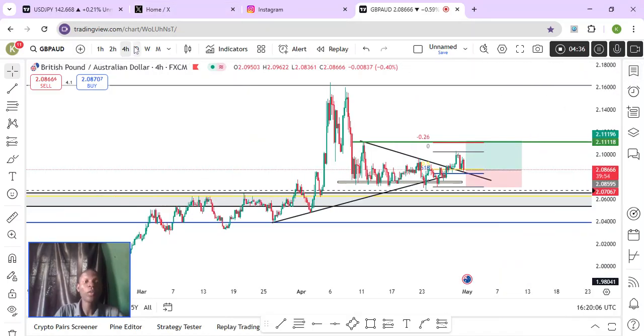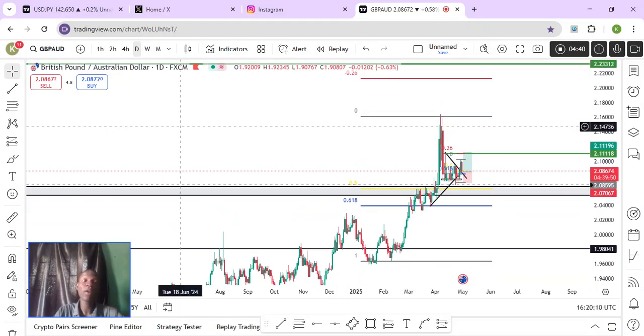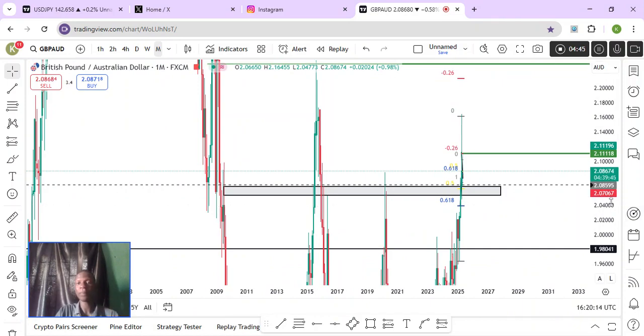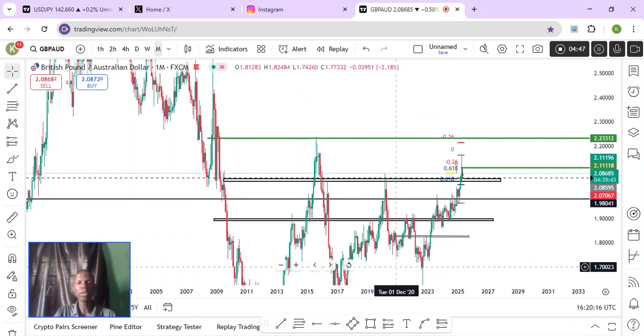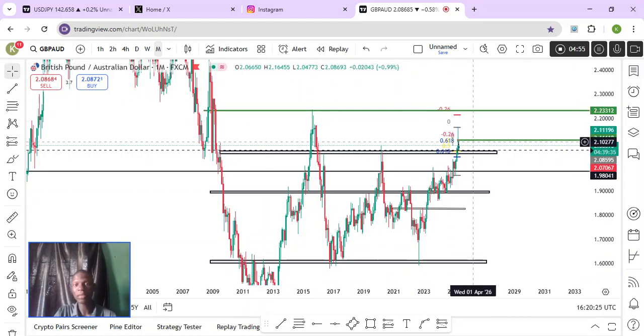I'm going to go over to the daily time frame so you guys can see. Oh, I think I'll have to go over to the monthly time frame so you guys can understand this better. This is a double bottom. This is the neckline of the double bottom, and the market broke the neckline already, and it is on its way to a demand zone on the monthly time frame.